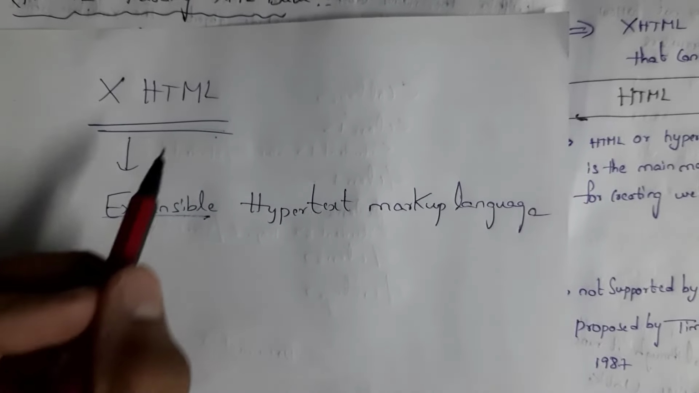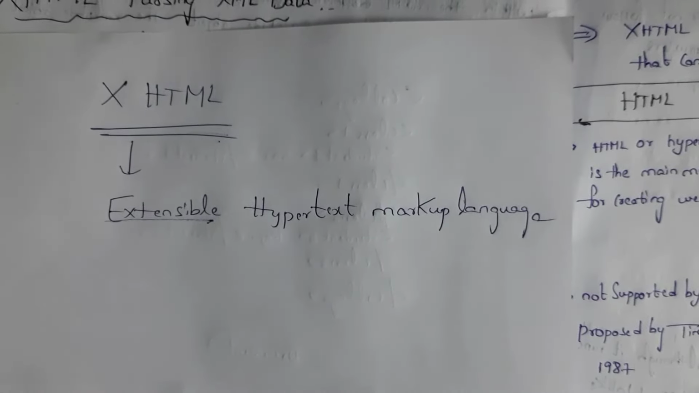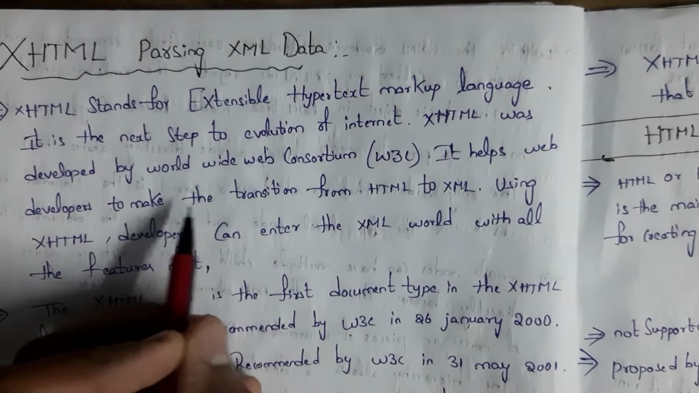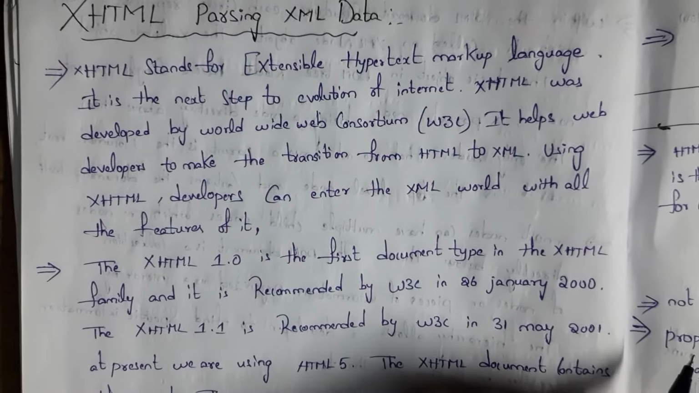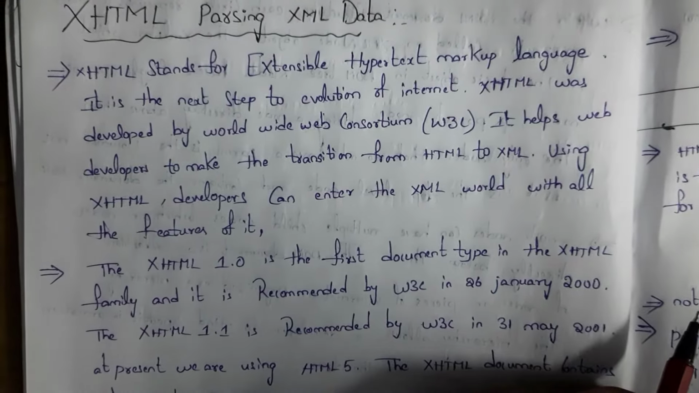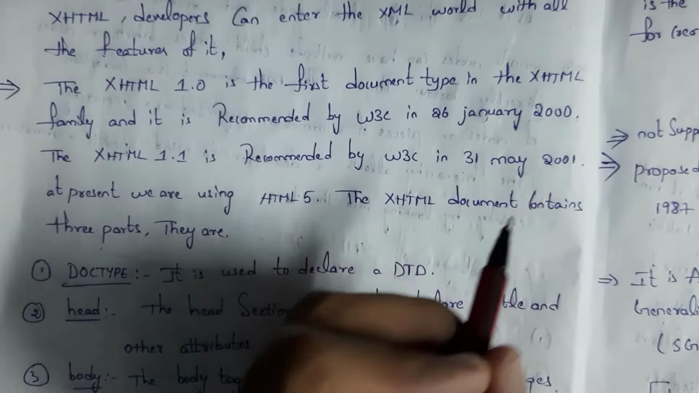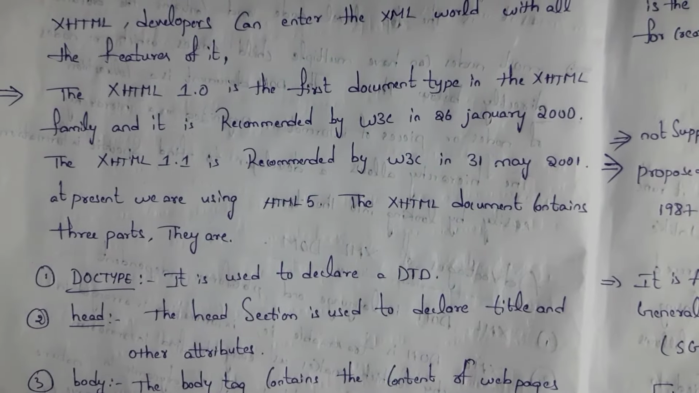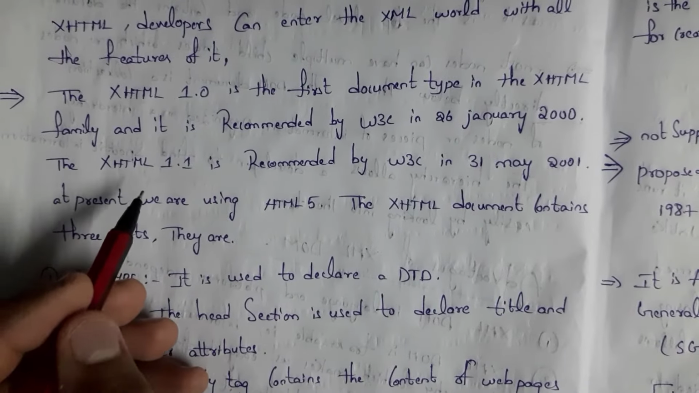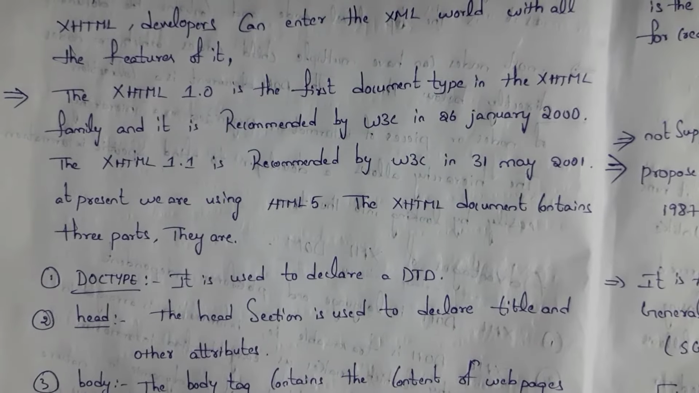Next topic is XHTML. XHTML stands for Extensible Hypertext Markup Language. This XHTML was developed by W3C, that is World Wide Web Consortium, and by using this XHTML we can translate HTML document into XML document. XHTML version 1.0 is the first version of this XHTML and it was recommended by W3C on 26 January 2000, and similarly XHTML version 1.1 was recommended by W3C on 31st May 2001.